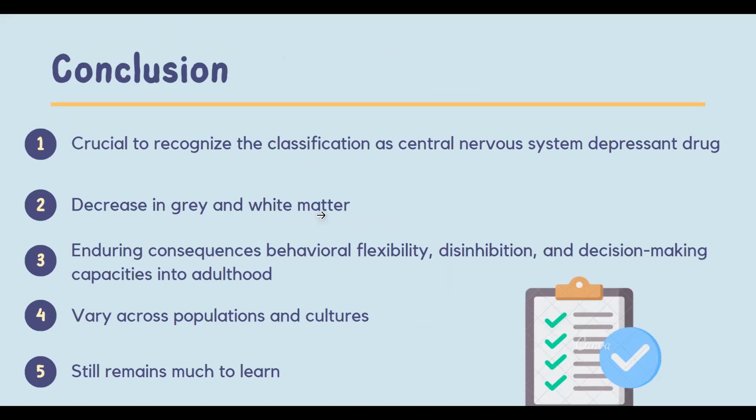So to conclude, alcohol has quite some behavioral effects and it has an impact on various brain structures as well. While it is socially accepted in many cultures, it's crucial to recognize its classification as a central nervous system depressant drug. As highlighted by Spear, the profound effect of alcohol on brain structures might cause a decrease in gray and white matter in both cortical and subcortical brain regions. Besides, adolescent alcohol exposure can have enduring consequences on behavioral flexibility, disinhibition, and decision-making capacities into adulthood, as the developing brain is particularly sensitive to alcohol's influence.